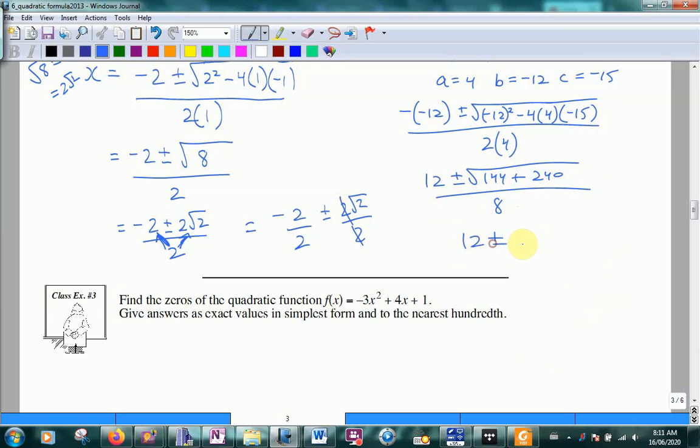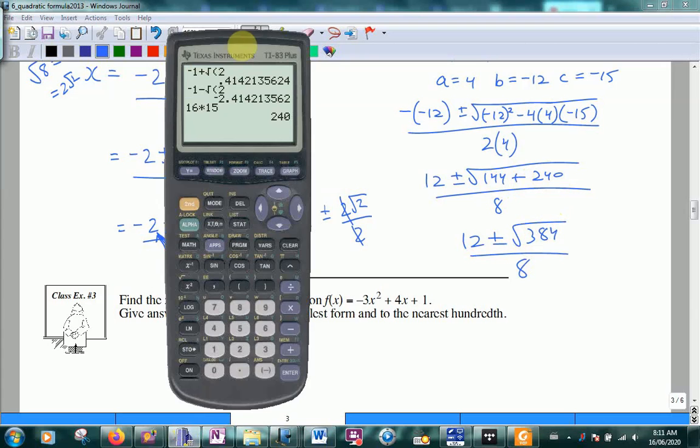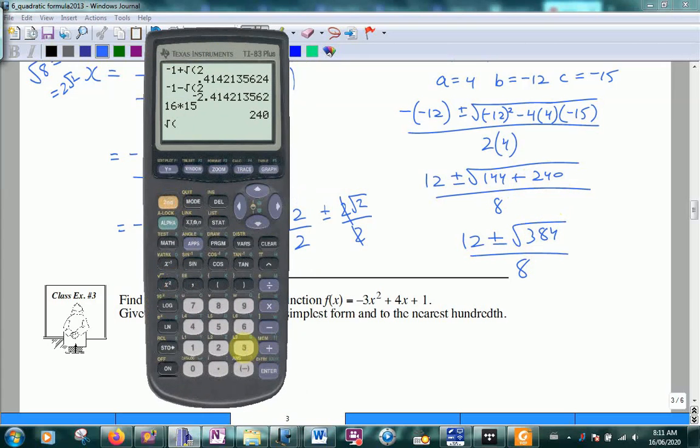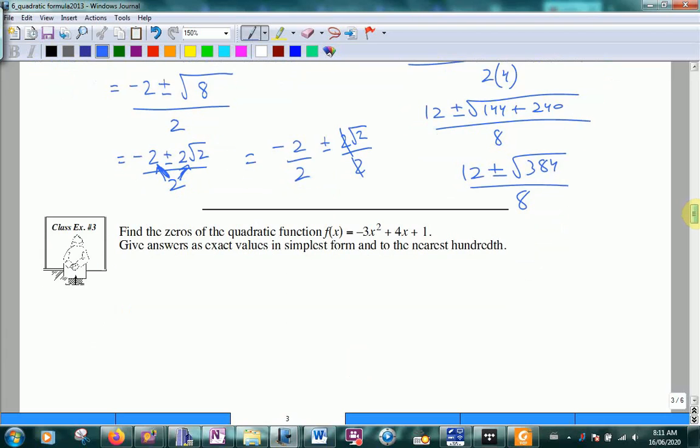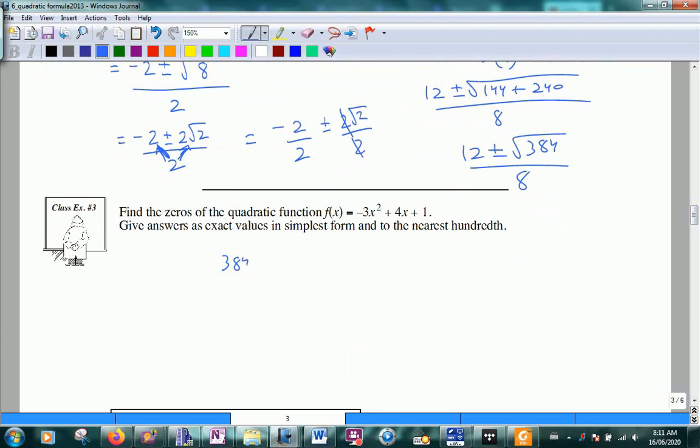So 12 plus or minus. What's 240 and 144? 384. Is that a perfect square? It is not. So I got to work this thing down. Okay? It's not very pleasant, but remember all this stuff we gave you? 384, what's the largest perfect square in there? Remember this radical chapter we did quite a while ago? I have no idea. But I know it's even. I'm going to take a 2 out.